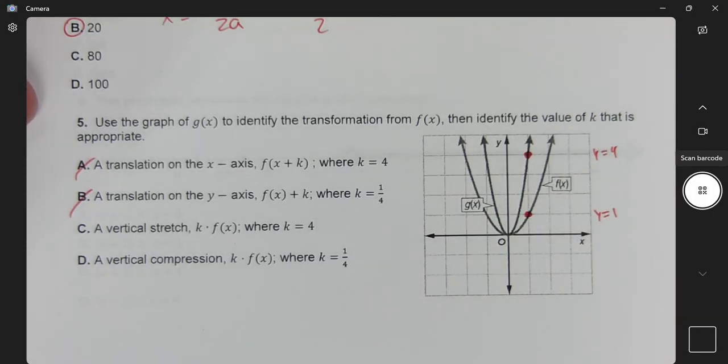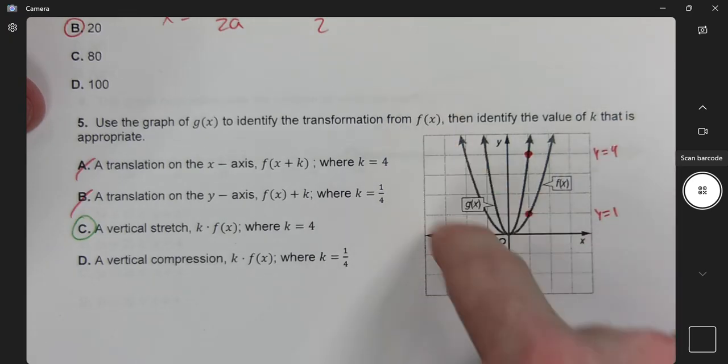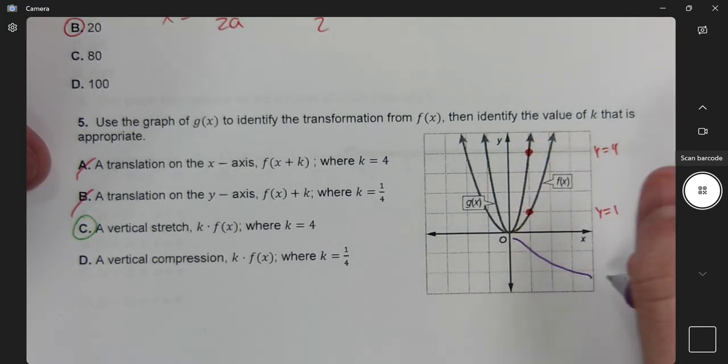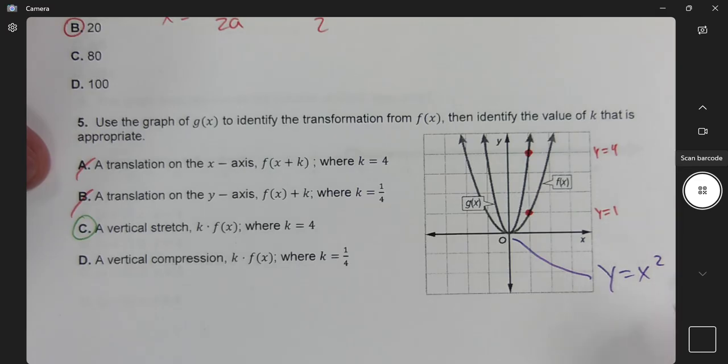So that's you multiplying your y values by 4. Now let's say you forgot how transformations work. What could you do? You could make up a function, one that looks like this parabola right here. It would be best if you used something like y equals x squared. There's our f of x.